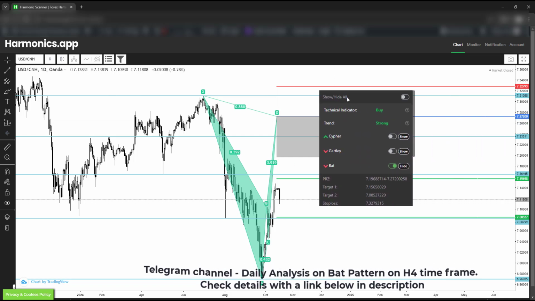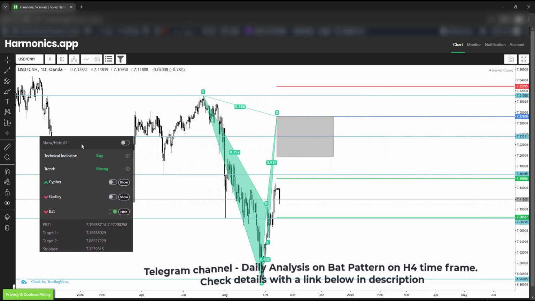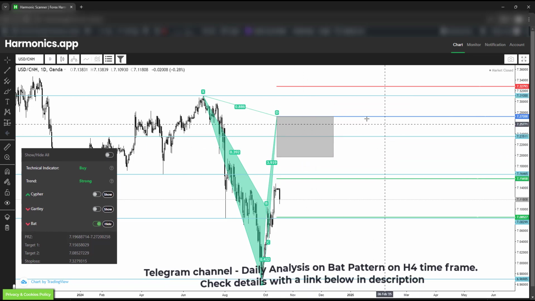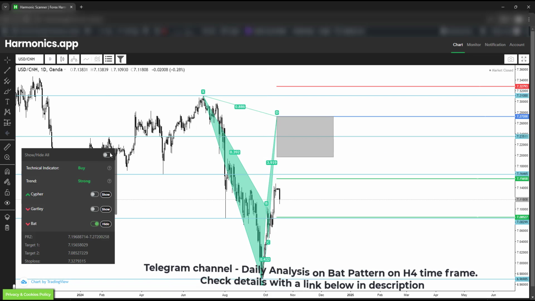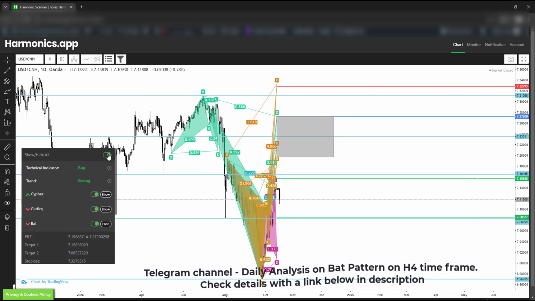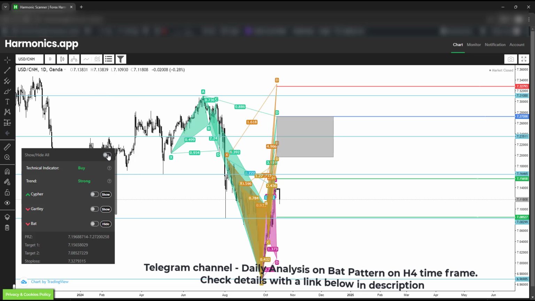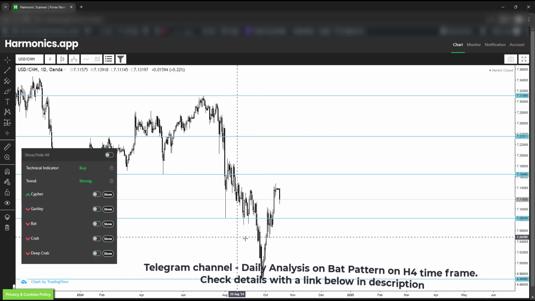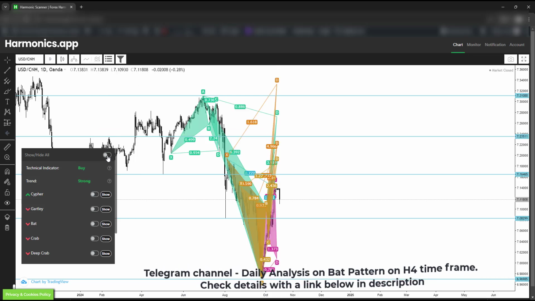With this floating window, you can move it wherever you want, left or right, to leave your space here to make the analysis. Then you can also show or hide all of these patterns, just in case you would like to have a completely empty chart. You can do that by switching this one.